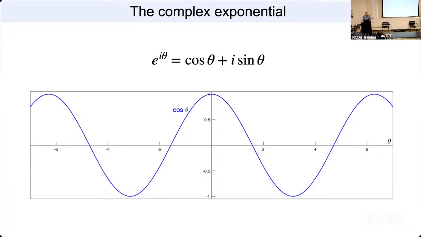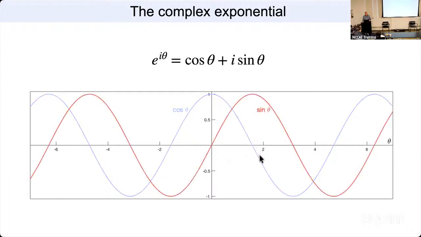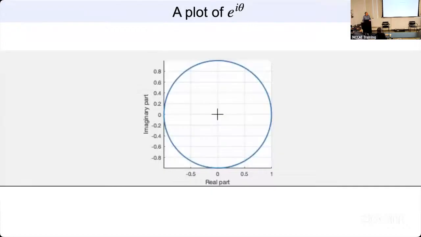This is a very special function, where the real part is cosine and the imaginary part is sine. Here's a cosine function. It's 1 when the angle is 0, and then it oscillates like that. And here is sine. It's 0 when the angle is 0, and it oscillates in a different way, displaced by 90 degrees, or a quarter of a wave. And here's a representation of what e to the i theta might look like if we plot the imaginary part versus the real part.